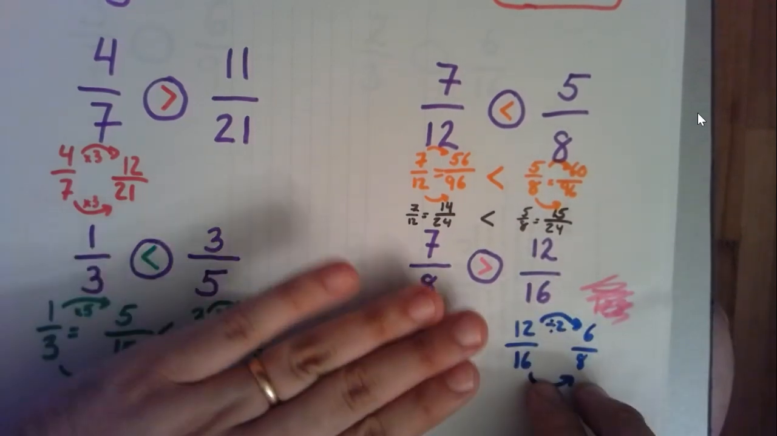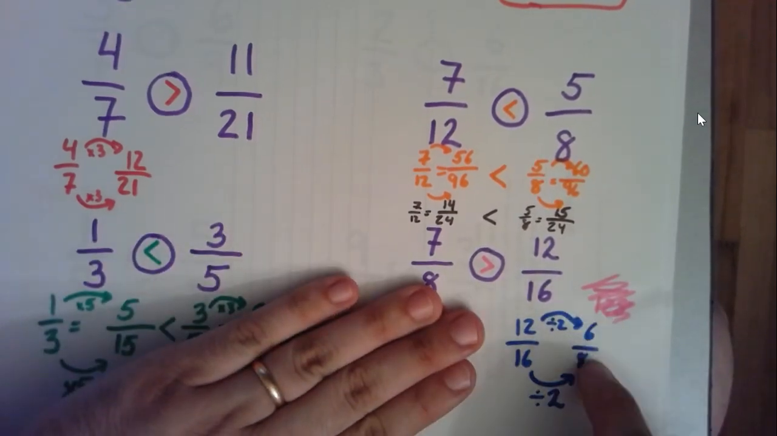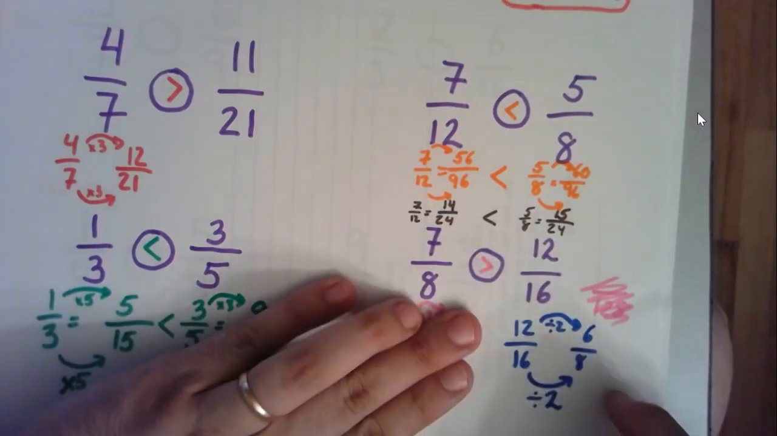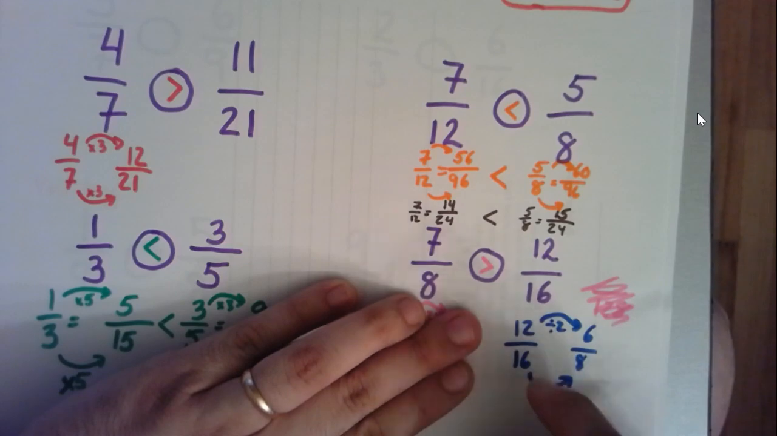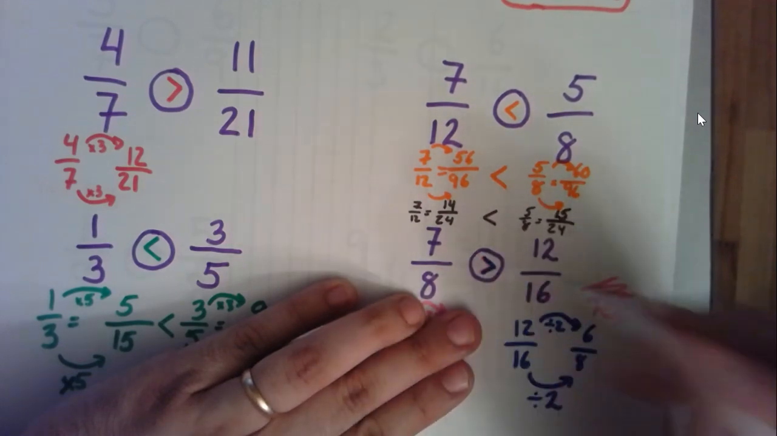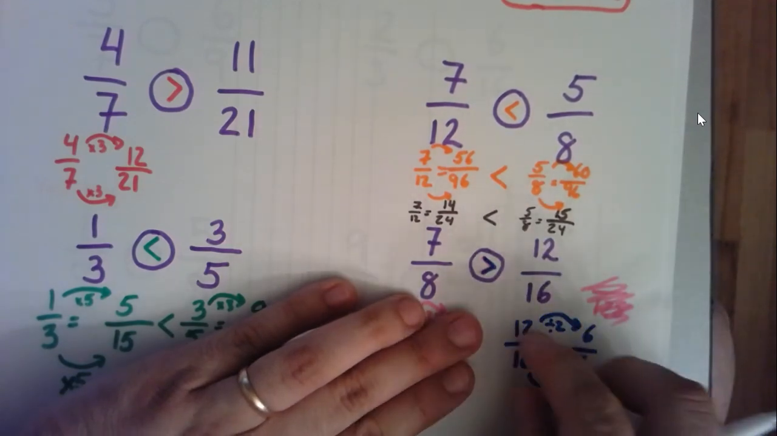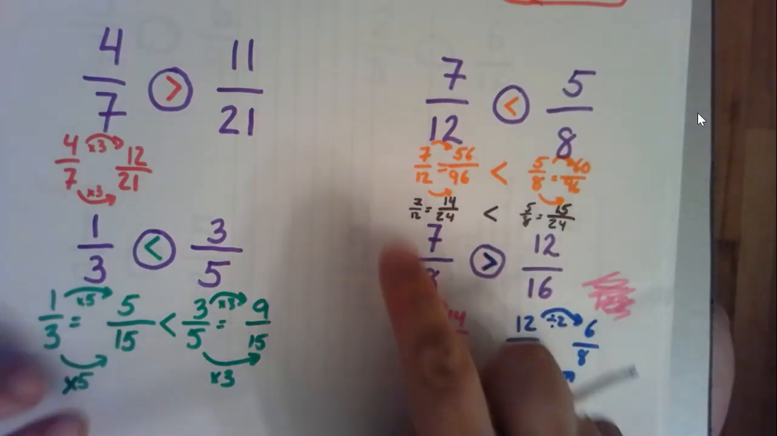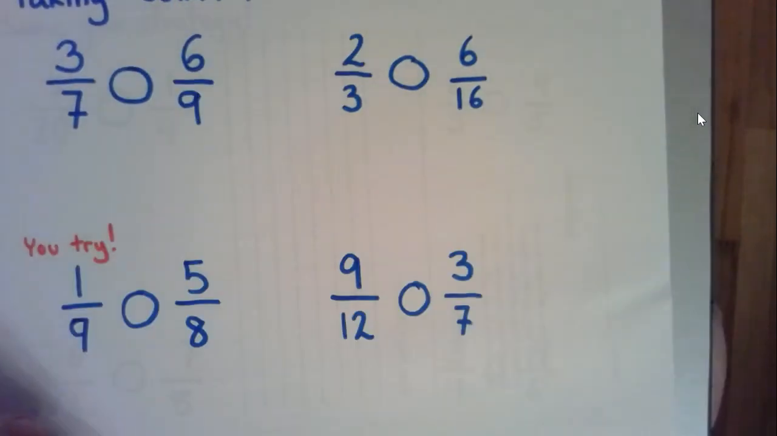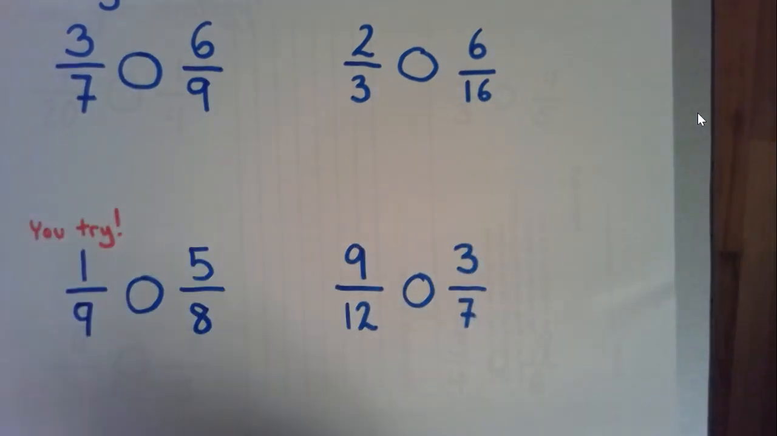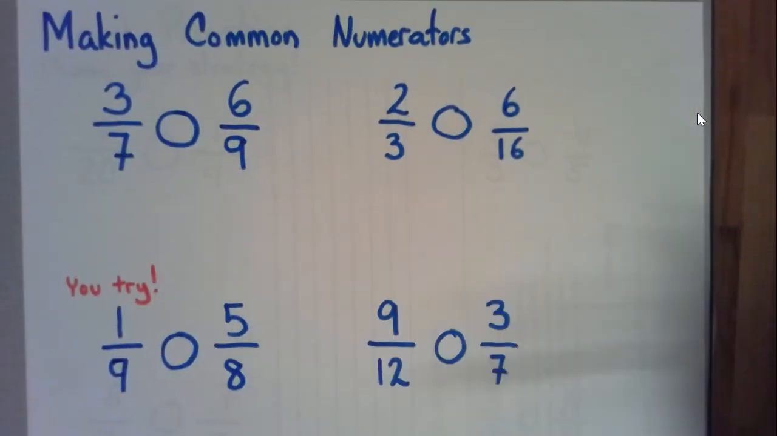So I could also look at it and compare 6/8 to 7/8. And of course, 6/8 is slightly less than 7/8. 7/8 is greater than 6/8. So I could really use either of these strategies to solve this. And I'm curious which one you used. And finally, let's do just a little quick practice with making common numerators.